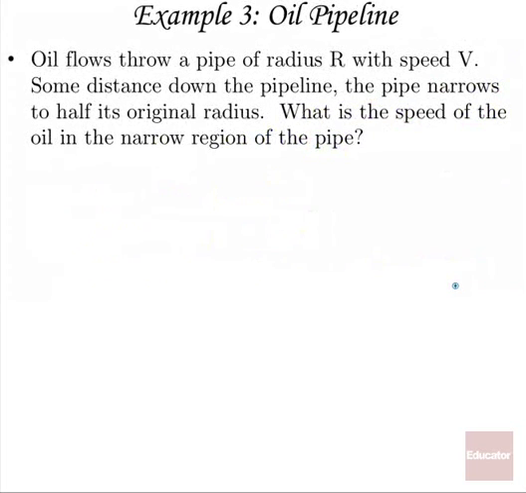Let's take a look at an oil pipeline problem. Oil flows through a pipe of radius r with speed v. Some distance down the pipeline, the pipe narrows to half its original radius. What is the speed of the oil in the narrow region of the pipe? Well, A1 we'll call pi capital R squared. A2 is going to be pi times capital R over 2 squared, which is going to be pi times R squared over 4, or pi over 4 R squared.